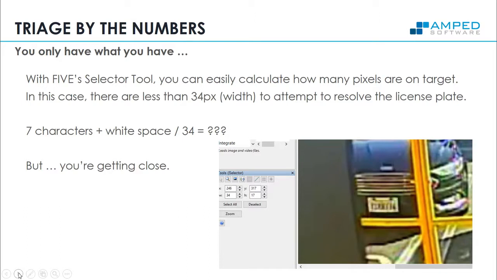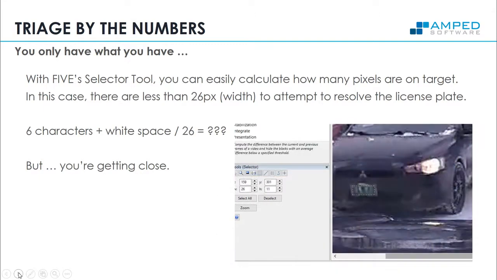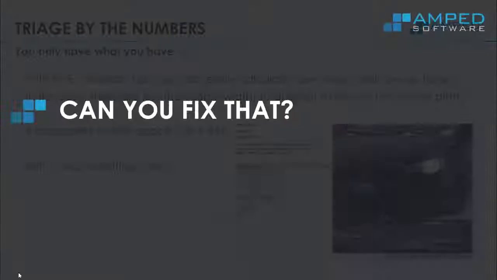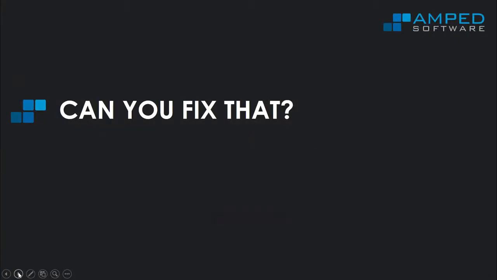And thus, I don't want to waste time. Right here again, 6 characters, white space. I'm getting close, but no cigar. Right. So we look at things that we can fix, right?